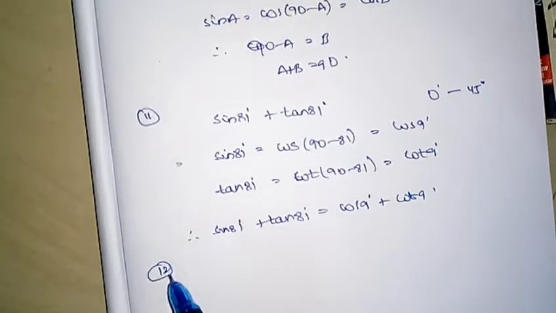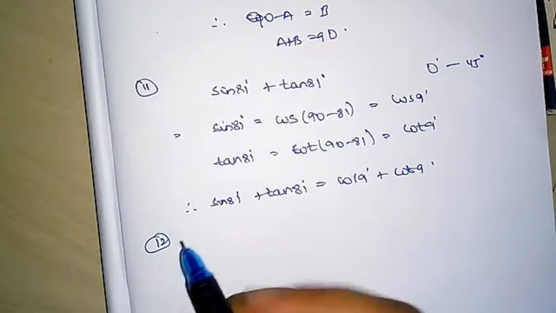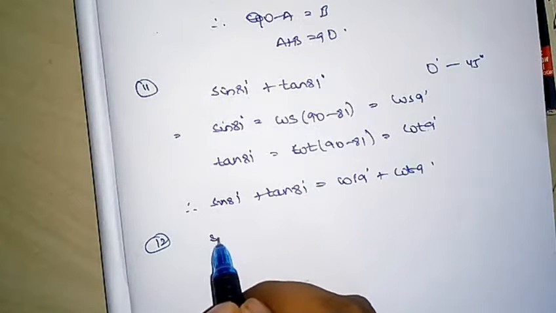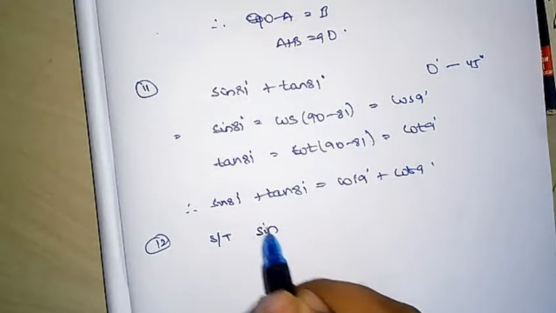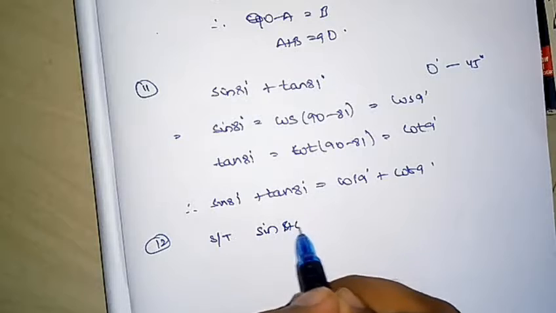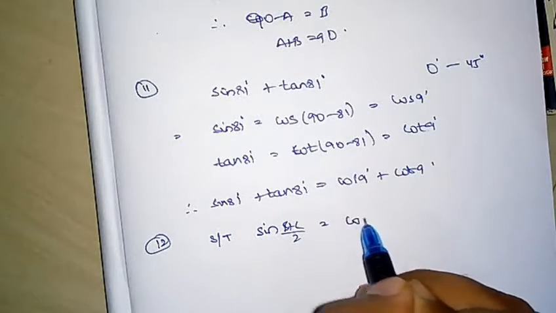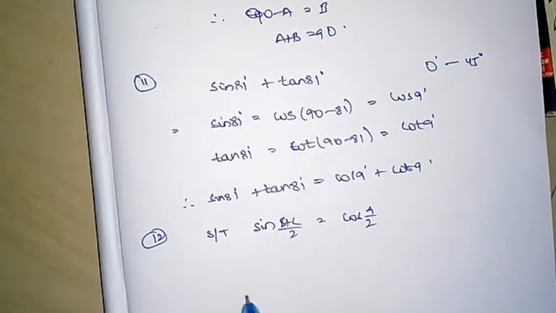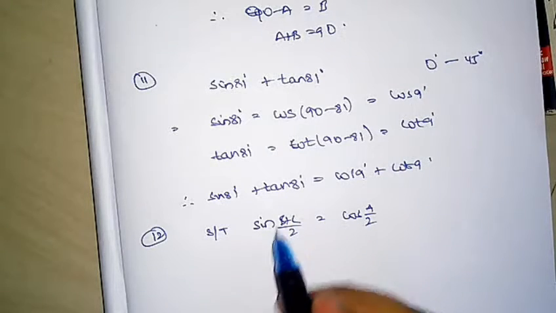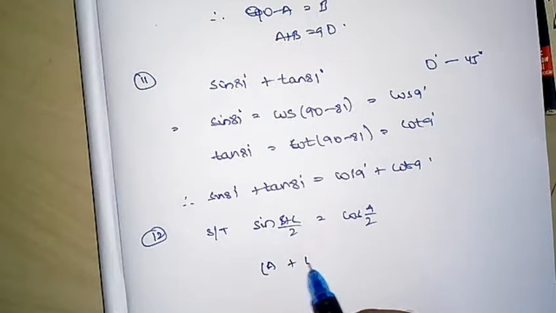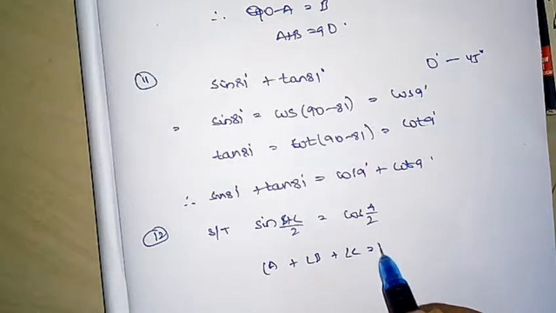12th example. If A, B, C are angles of triangle ABC, show that sin (B plus C) by 2 is equal to cos A by 2. If A, B, C are angles of a triangle, angle A plus angle B plus angle C is equal to 180 degrees.